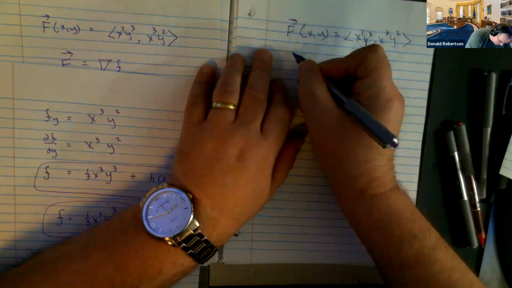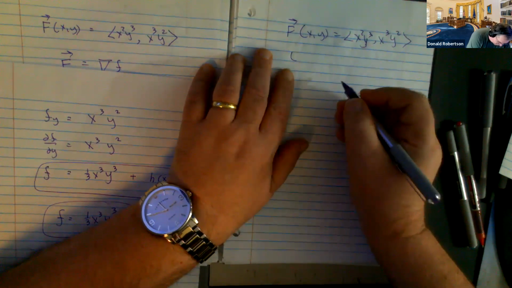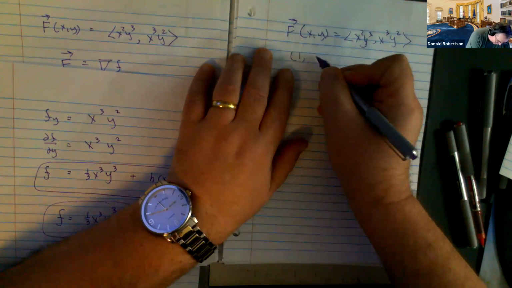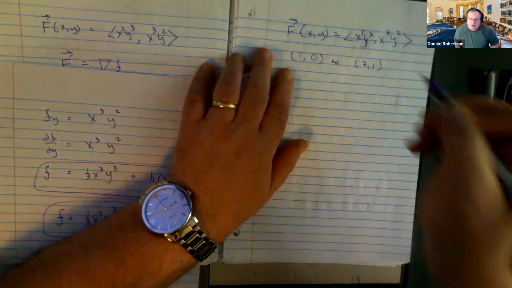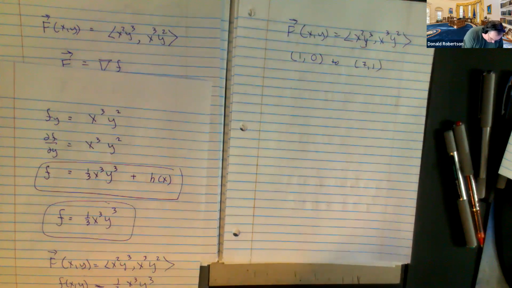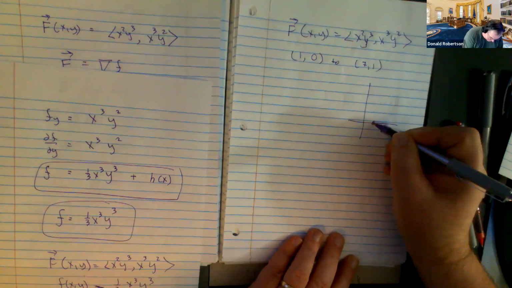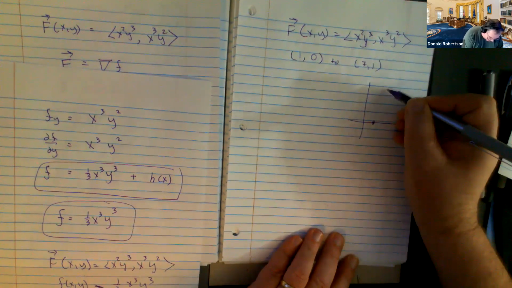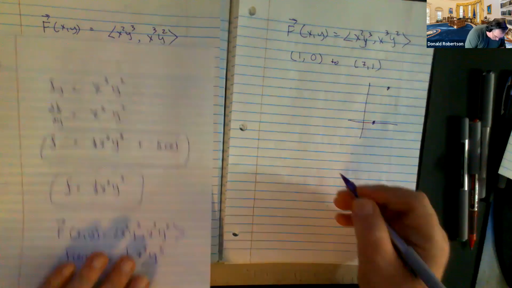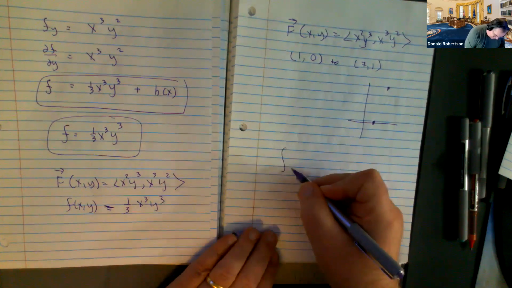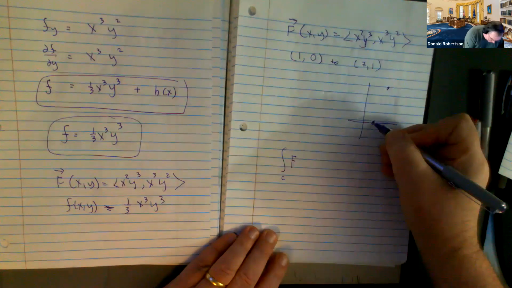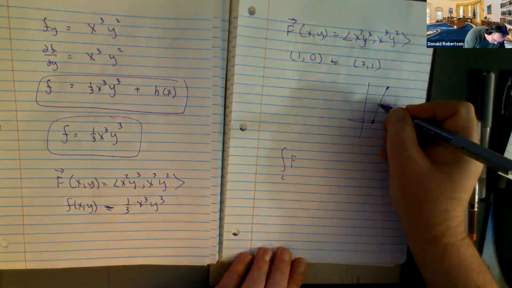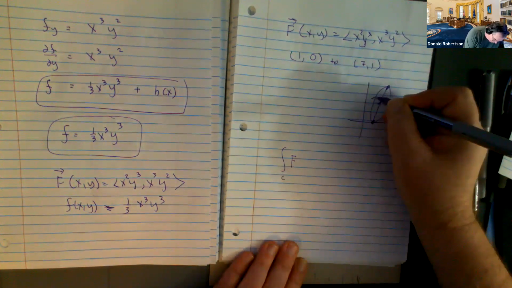And it starts at the point (1, 0), and it finishes at the point (7, 1), right? Just for argument's sake. So it starts here and it finishes up here. And I want to know the line integral from this point to that point. And the fundamental theorem of line integrals says it doesn't actually matter what route you take.